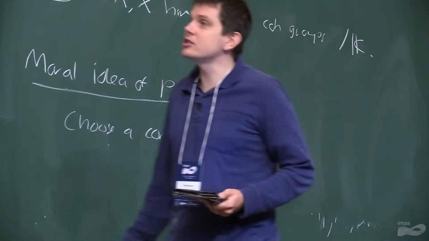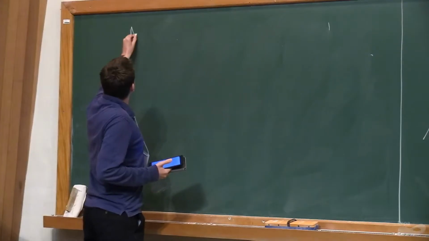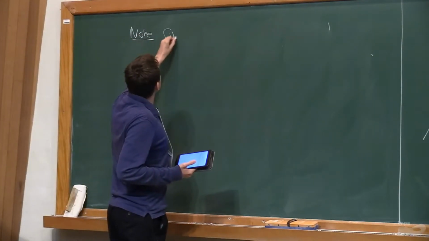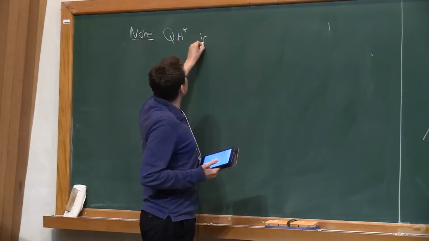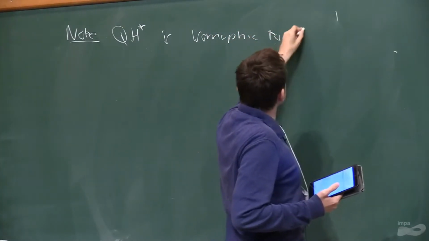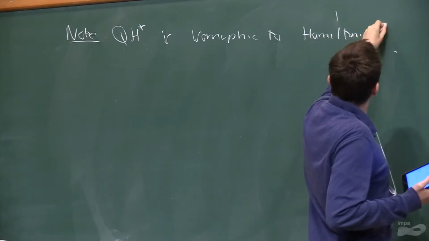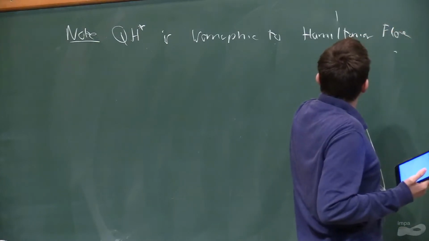And then the idea is to use Hamiltonian Floer cohomology. So the next thing we note is that quantum cohomology is isomorphic to Hamiltonian Floer cohomology.